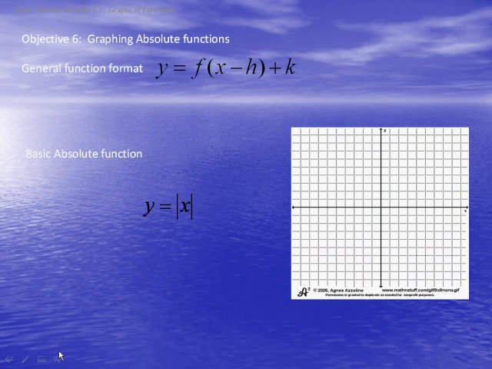Objective 6, graphing absolute value functions. We need to remember that our general format when we started off with linear functions is y is equal to f of x minus h plus k, where k was the constant and notice that x minus h is within the function. So let's look at our basic absolute value function and we'll learn how to use this general format. Our absolute value function, we have a vertex at 0 or a reference point at 0, and this function is going to go like that, and it's going to go like that. So it looks like a big V.